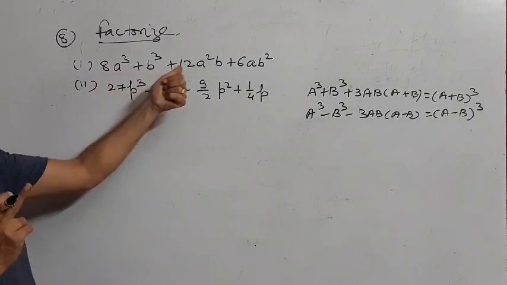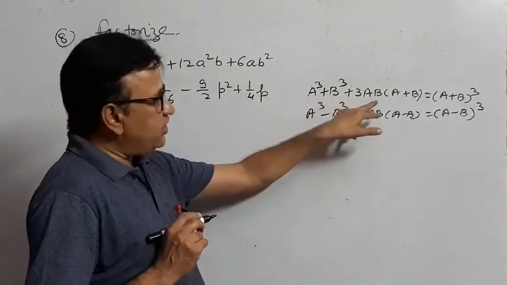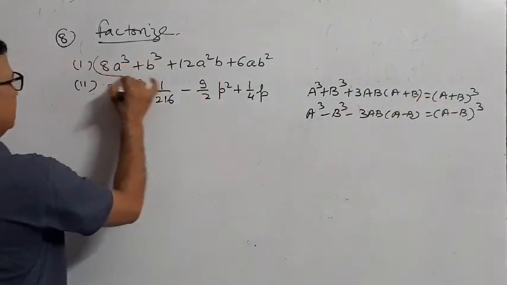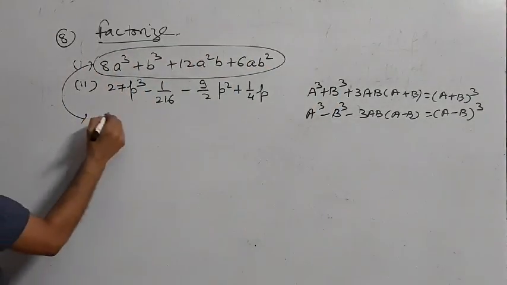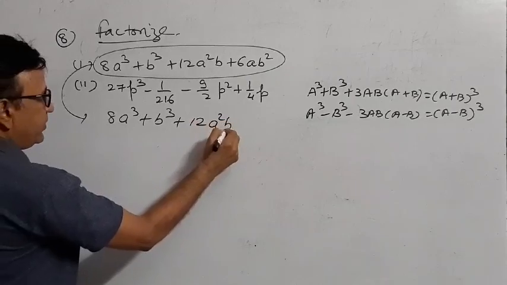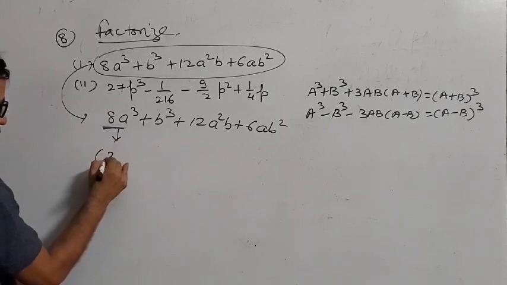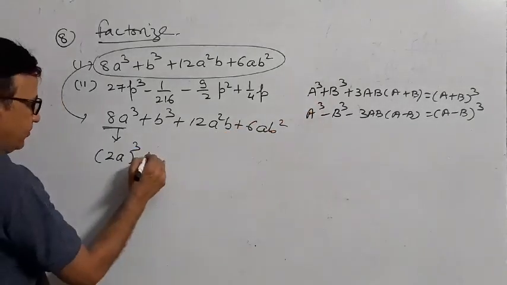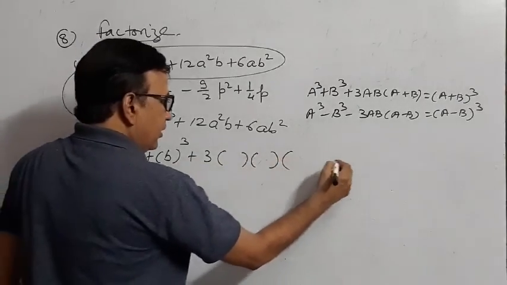Now factorize. So first you identify the identity: a cube plus b cube plus 3a square b plus 3ab square. What is written here? a cube plus b cube plus 3ab(a plus b) equals, you know, (a plus b) whole cube. So just write in the format of the identity: 8a cube plus b cube plus 12a square b plus 6ab square. So 8a cube, we will write here (2a) whole cube. Okay, a cube, right? Then b, simply only b cube, plus 3ab, then (a plus b).